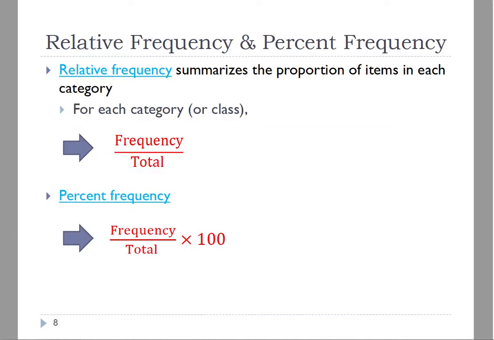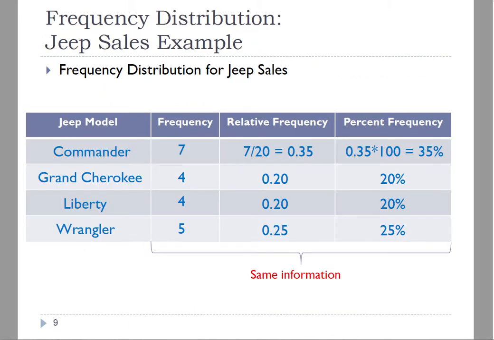So now let's talk about relative frequency and percent frequency. Relative frequency is how often something happens divided by all outcomes. Unlike frequency, relative frequency involves a very simple calculation. It's your percent. It is your frequency divided by your total. And then your percent frequency, all you're doing is it is just a percentage of how often it actually happened. So let's do this with our Jeep sales example.